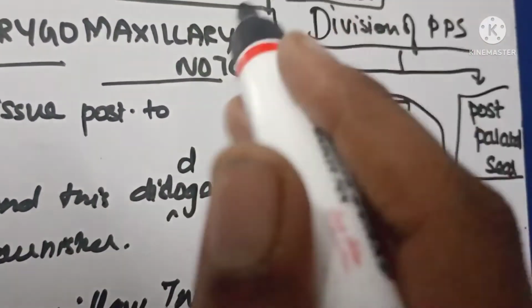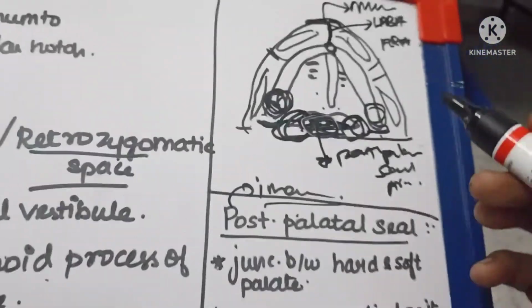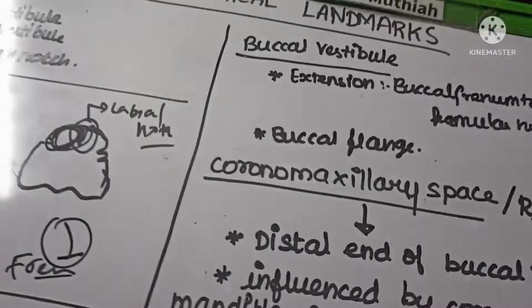the two pterygomaxillary seal areas. So as I have shown here, you got it now.